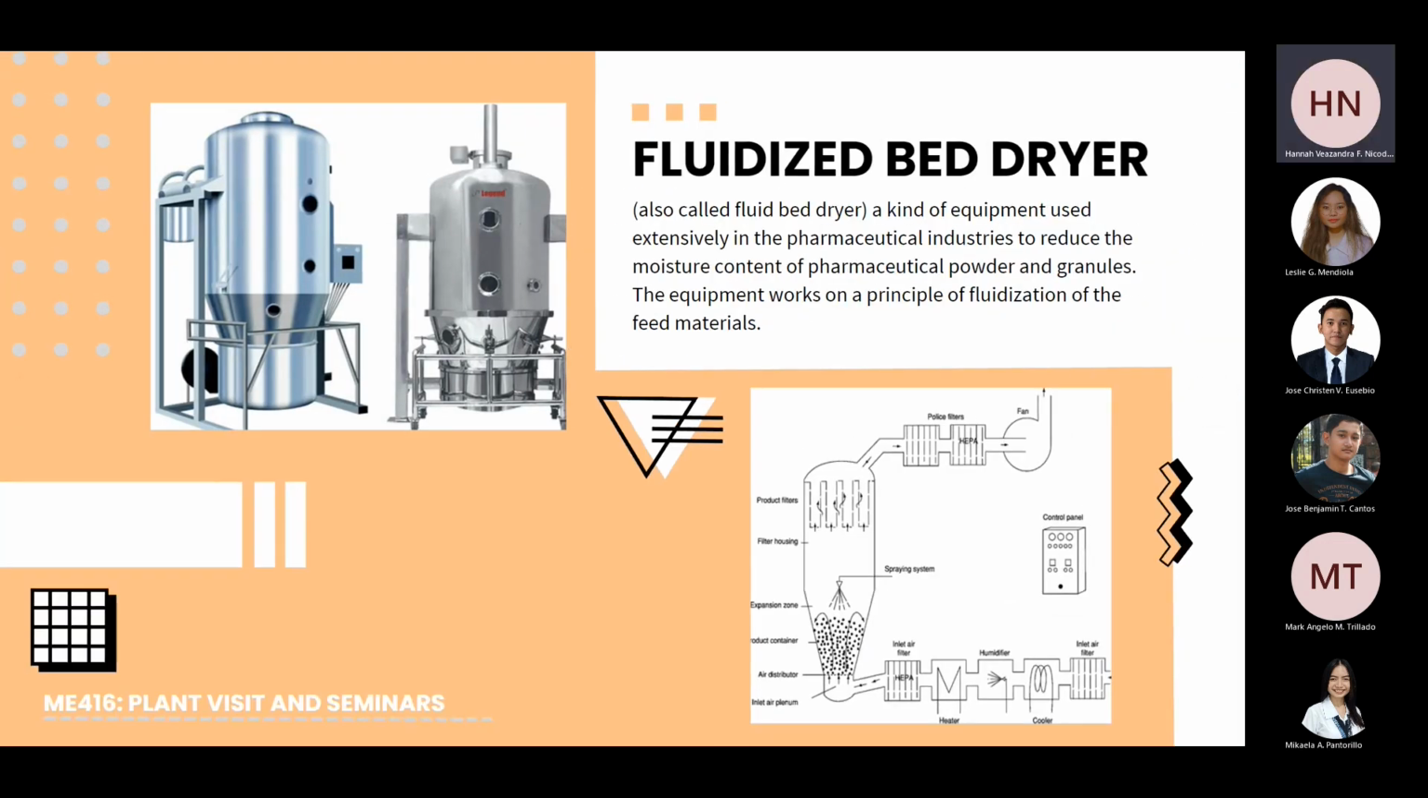So, first is the fluidized bed dryer. It is also called as fluid bed dryer. It's a kind of equipment used extensively in the pharmaceutical industries to reduce the moisture content of pharmaceutical powder and granules. The equipment works on a principle of fluidization of the feed materials.